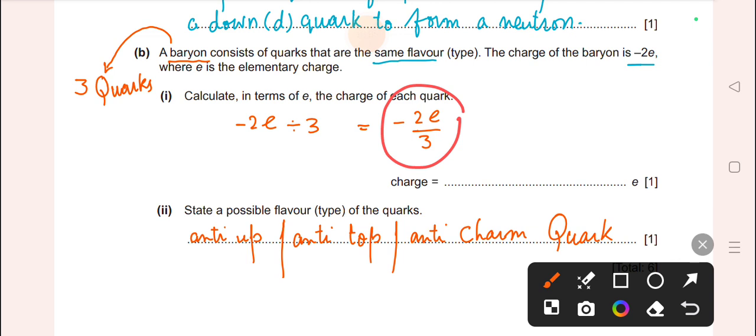Now state the possible flavor. So this is the charge which we get. The positive 2 over 3 we get on an up quark, top quark or charm quark, and negative will be their anti. So it will be an anti up quark. All 3 will be anti up. This is the answer. Or you can write, since they were of the same flavor, all 3 will be anti up or anti top or anti charm. All 3 are correct, but you have to tell one at a time.